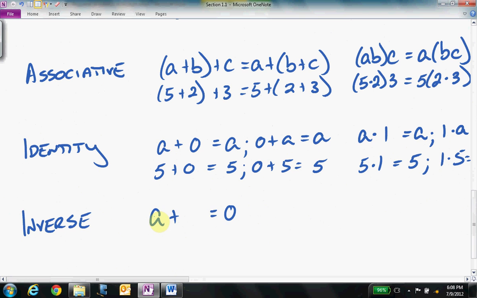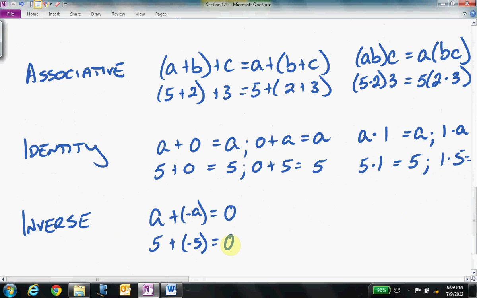Well, anything that I can add to it, let's say 5. If I did 5 plus 1, I get 6. It's not going to work. The only thing I can add to it is its opposite, or its inverse. So the opposite of a, or negative a. So 5 plus negative 5 is 0.